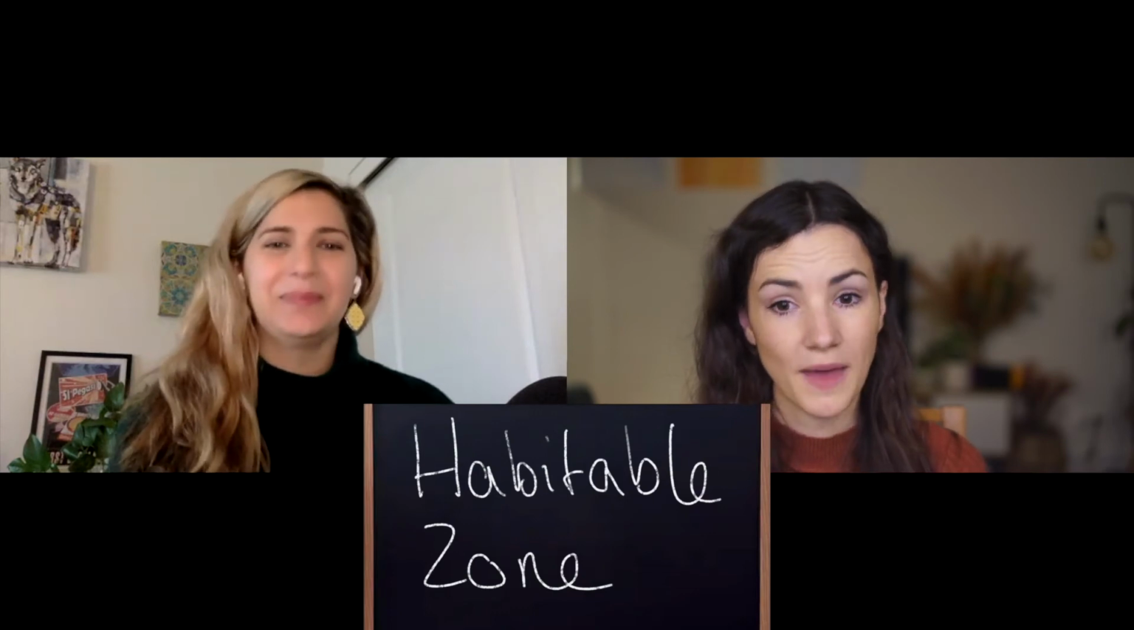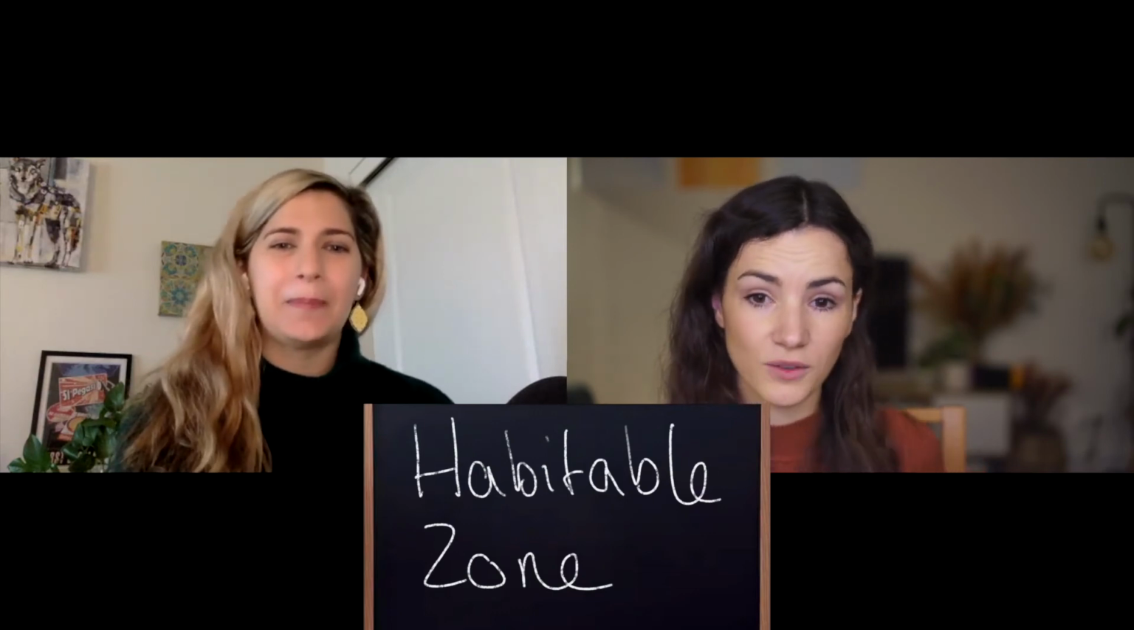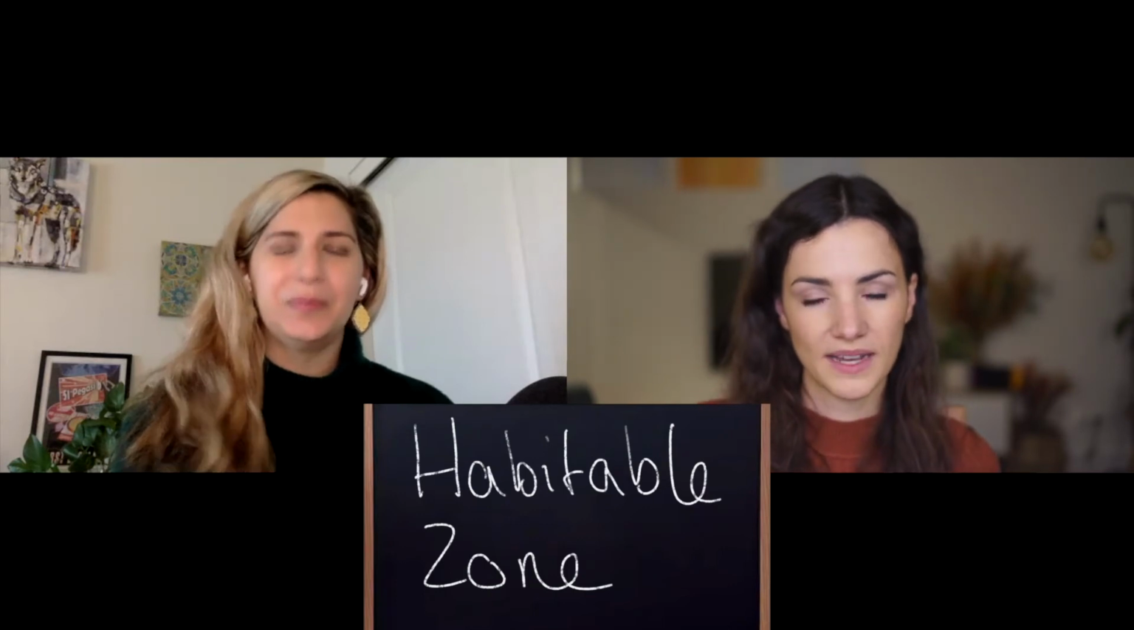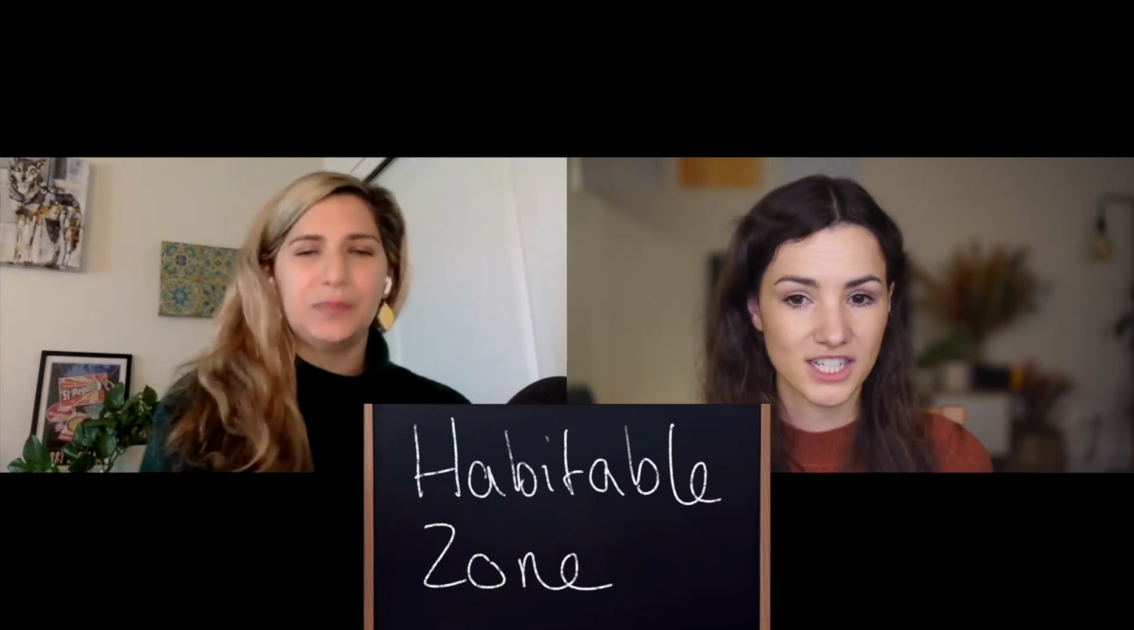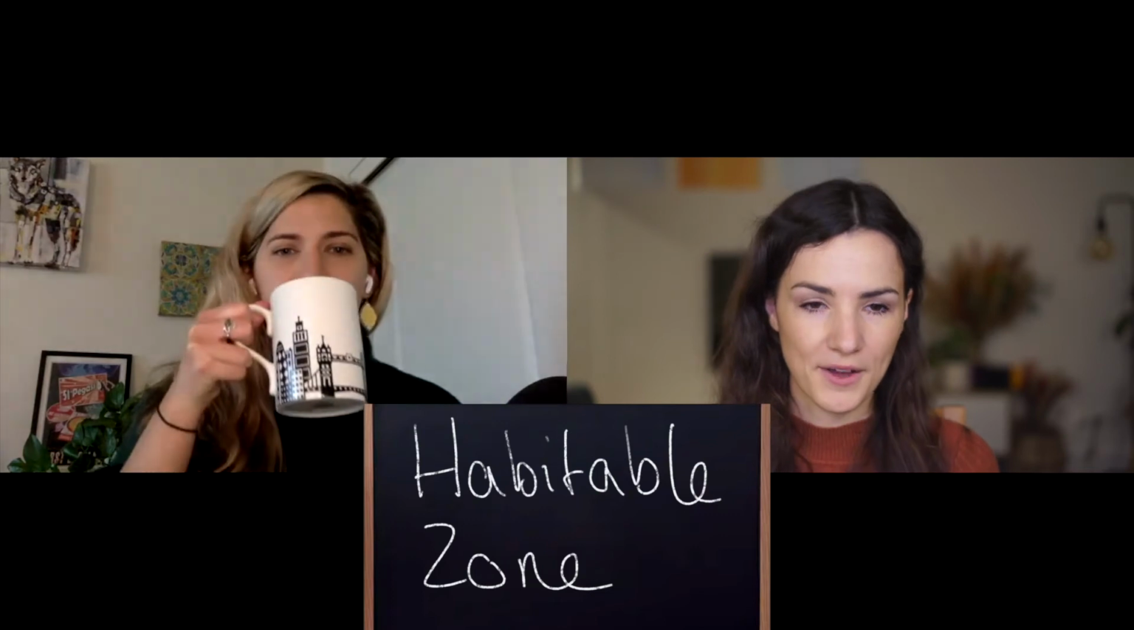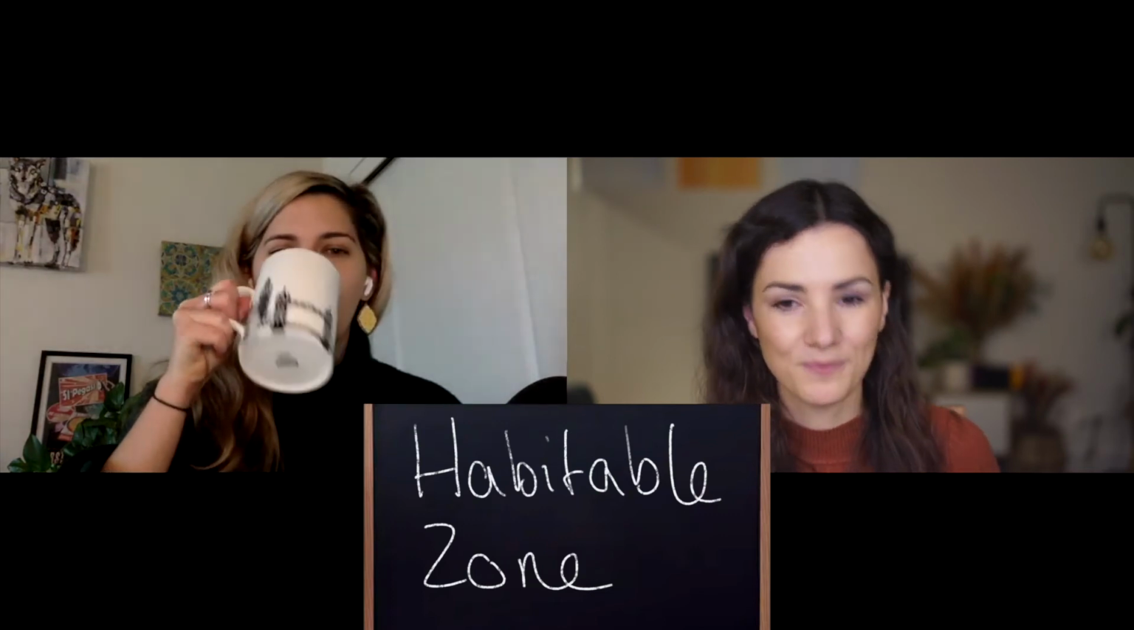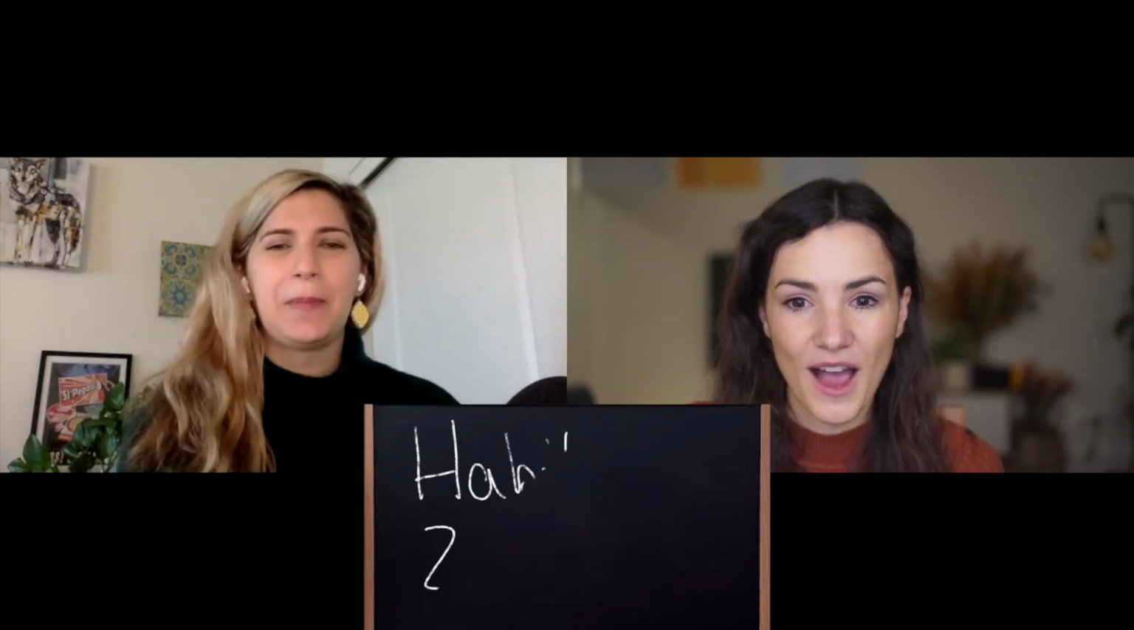Yes. So the habitable zone is defined as the region or the distance from a star where that planet could potentially have liquid water on it. We consider that to be habitable. Mm-hmm. All right, I won that.